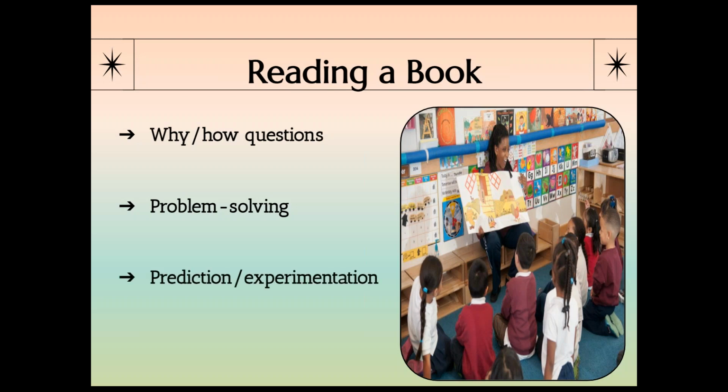And then books allow for plenty of opportunities for prediction and experimentation, such as, what do you think the character will do next? And then you have the opportunity, you can record predictions and remember them back at the end of the book and compare them and really have the children discuss them and see which ones they thought would happen, which ones actually happened, and how they felt about that.